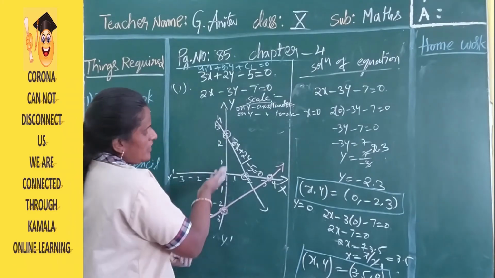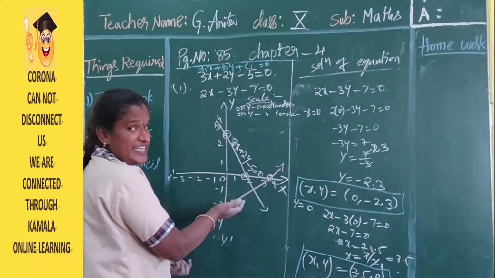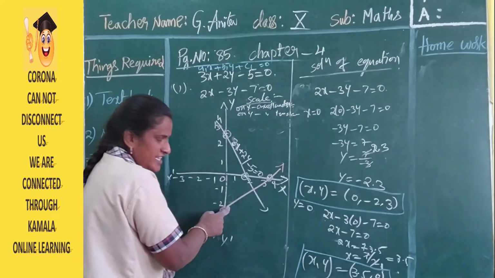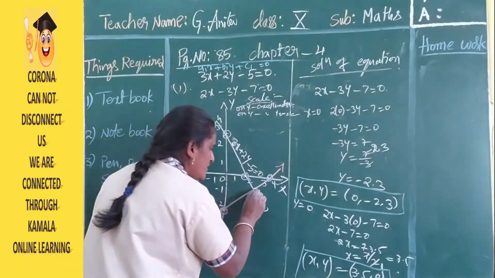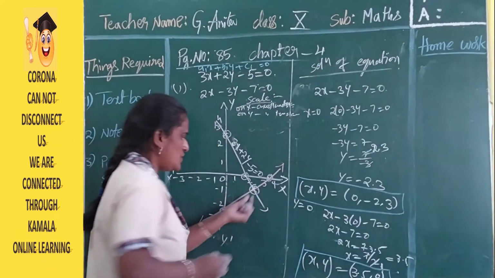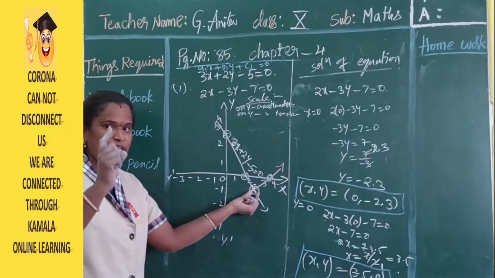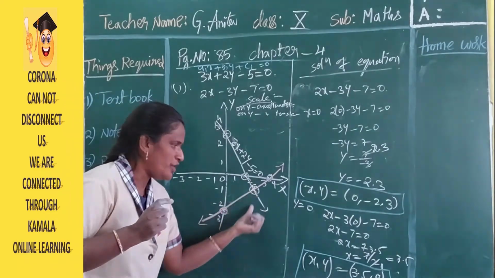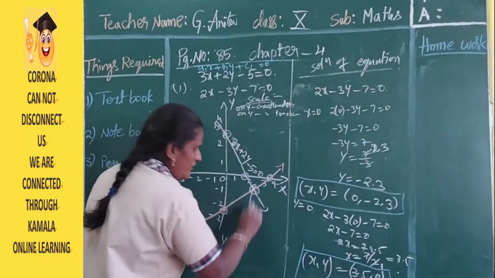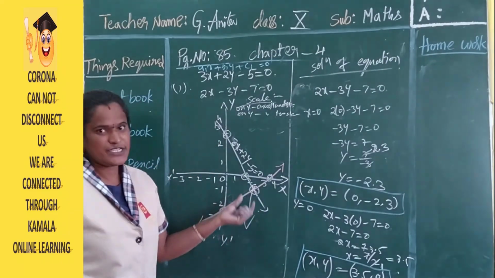So already we got two intersecting lines. Yes or not? These two are intersecting. This is the solution of the given equation. So it has how many solutions? Only one solution. Okay, clear students?